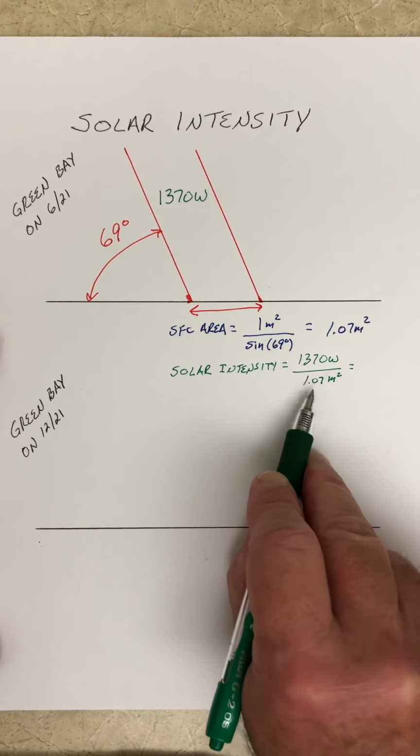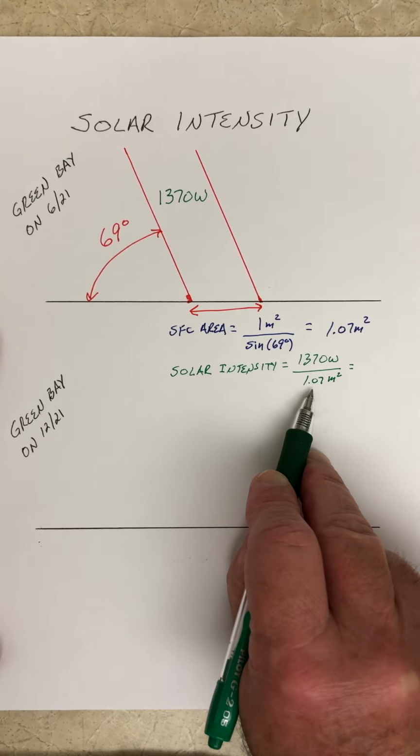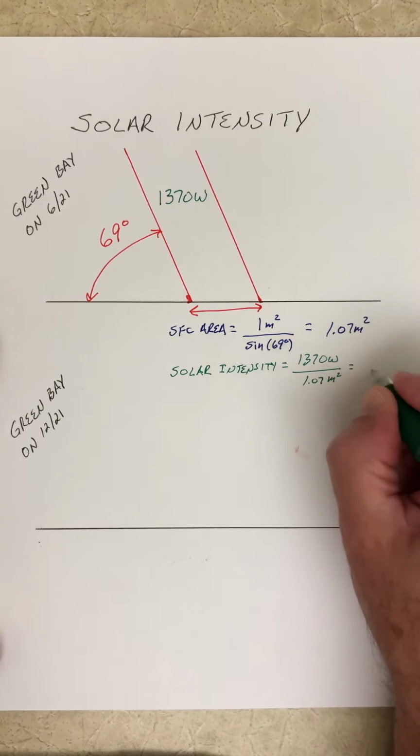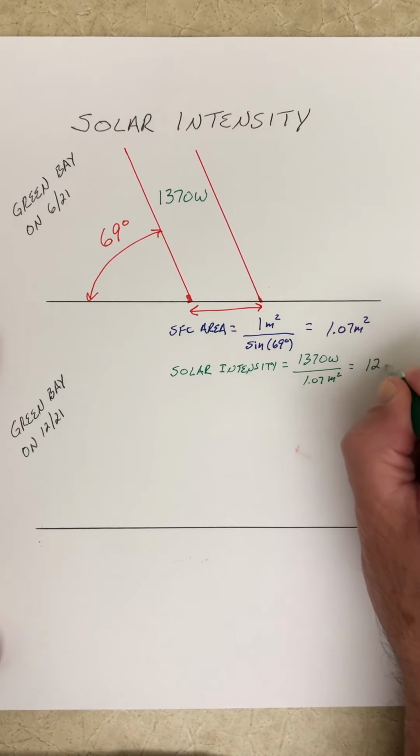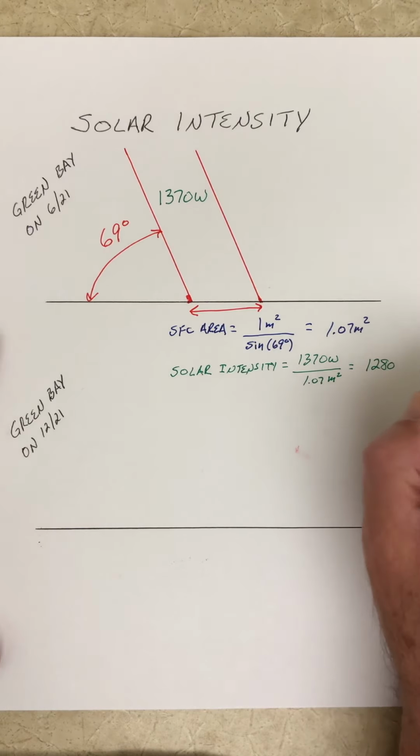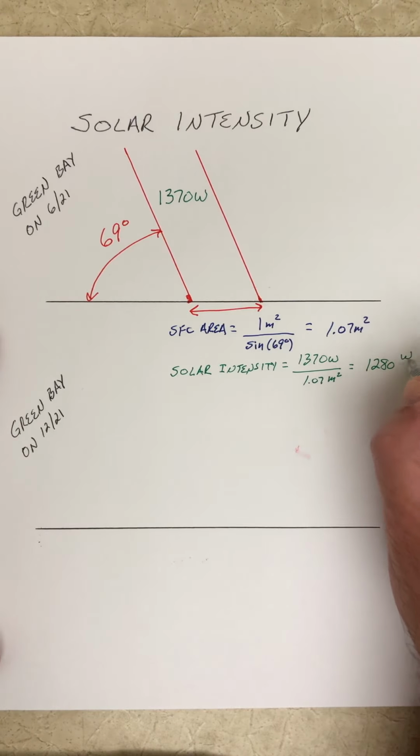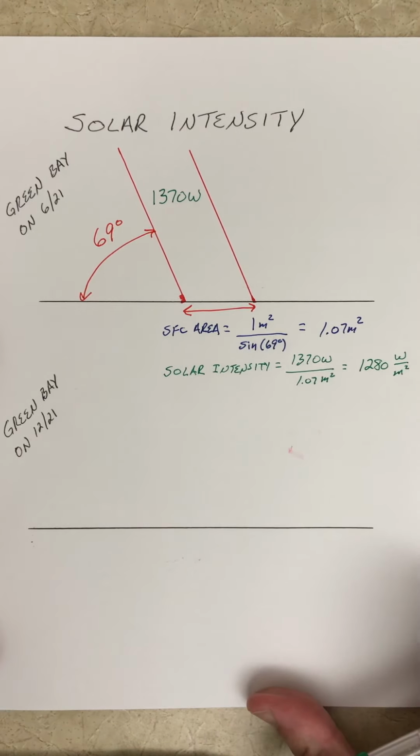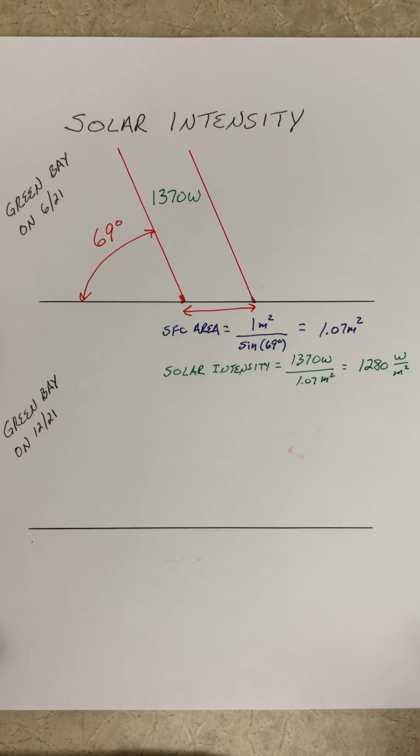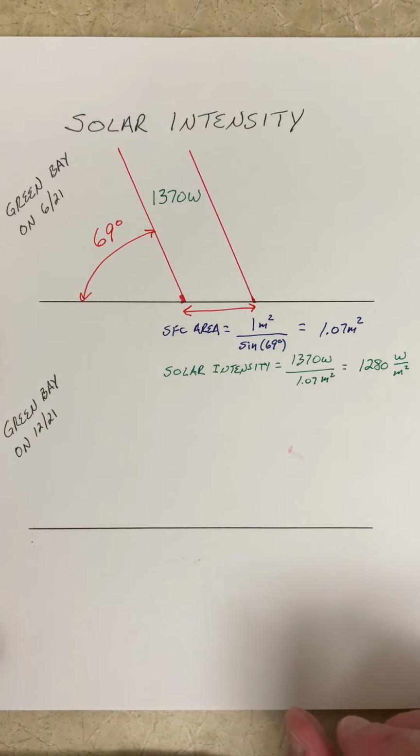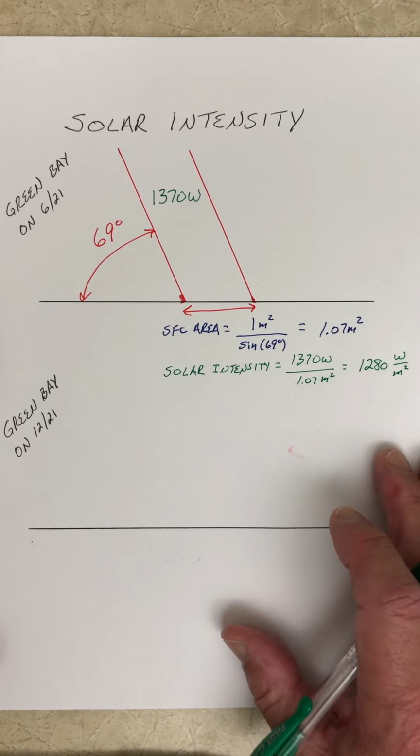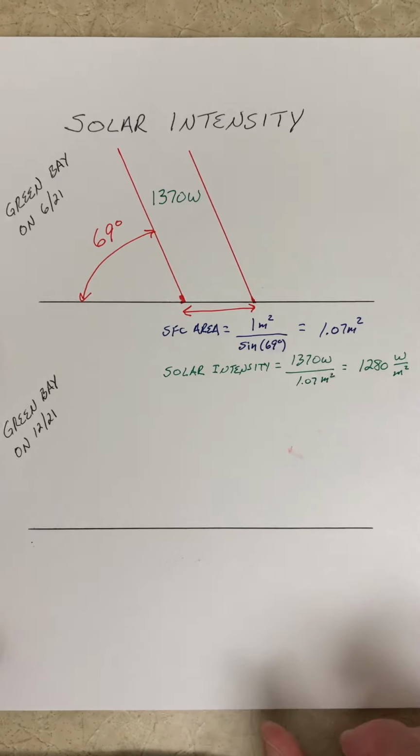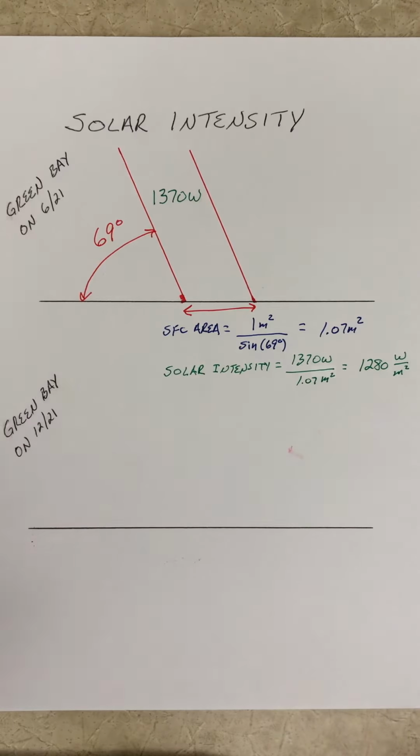So what is the intensity? 1,370 watts divided by 1.07 square meters comes out to 1,280 watts per meter squared. That's a pretty intense sunbeam, okay? Even though we're at 44.5 degrees north latitude, that's a really intense sunbeam. So it makes sense that Green Bay's warmer in the summertime, because we have a more intense sunbeam.